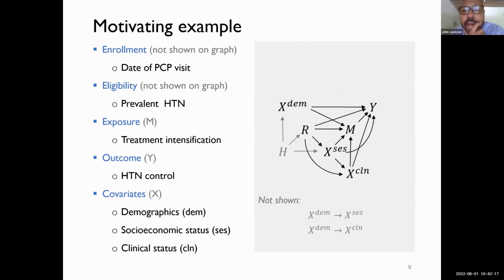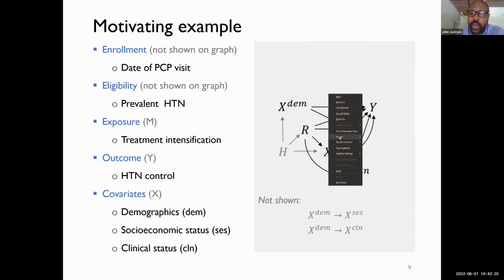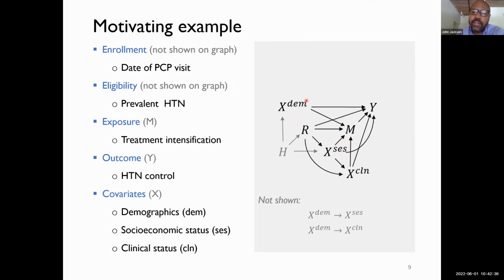So I'm assuming that you guys know a lot about DAGs. So this is a cleaner DAG that I have in the paper. And I'm not going to go into what the arrows here mean in detail, but you know, X here is demographics.